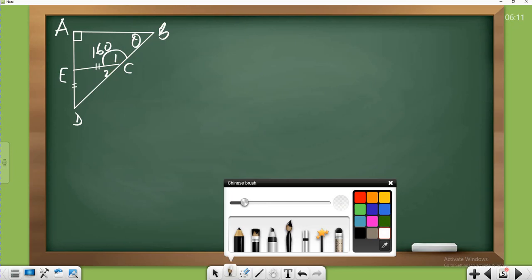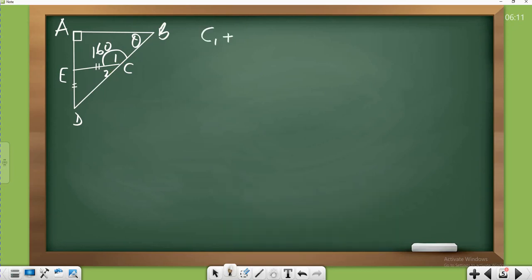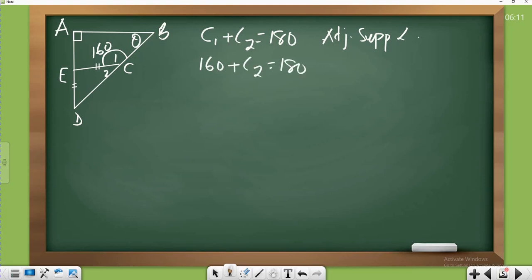All right, so C1 plus C2 equals 180. Adjacent supplementary angles. My C1 is 160 plus C2, and that is 180. So what is my C2? 180 minus 160 will give me what? 20 degrees. All right, but that's not what I'm looking for.